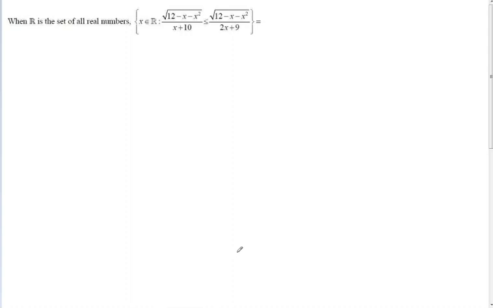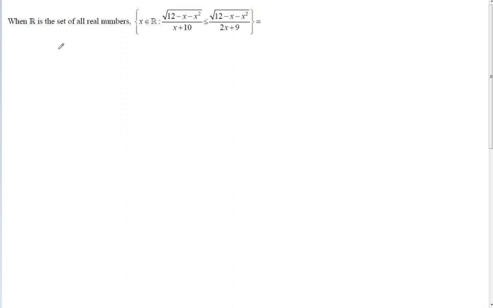R is the set of real numbers. If x belongs to R, √(12 − x²)/(x + 10) ≤ √(12 − x²)/(2x + 9). Now we find the set of real numbers.